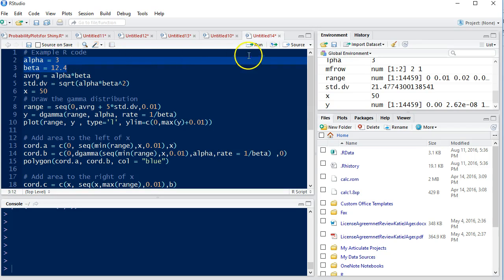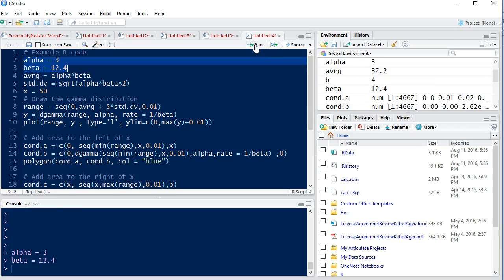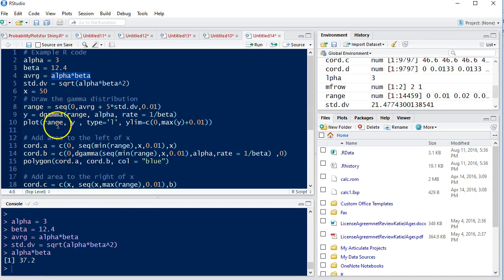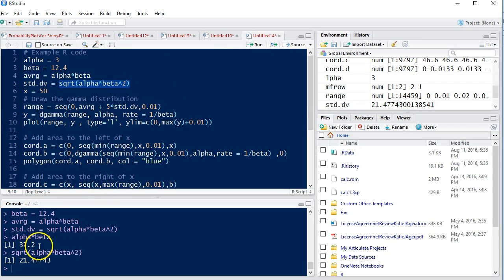These are the parameters in a gamma distribution. I'm going to run these lines. So alpha is equal to 3 and beta is equal to 12.4. Then if I want to look at the average and standard deviation of the gamma distribution, that will be by definition alpha times beta. So I'm just going to run this little line here, and that's 37.2. And the standard deviation by definition is the square root of the variance, which is alpha times beta squared. So I'm going to run that. So the average is 37.2 and the standard deviation is 21.477 for this particular gamma distribution.